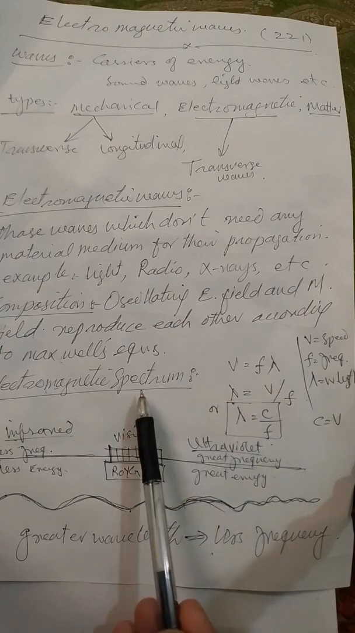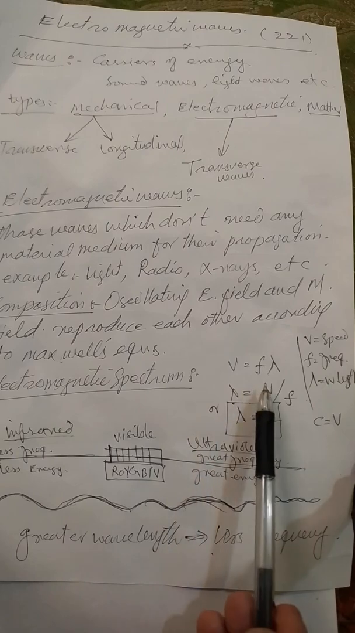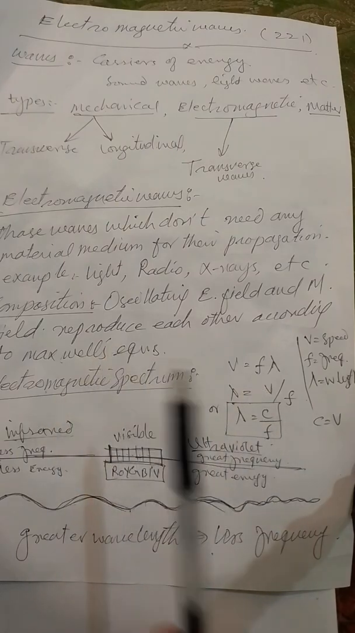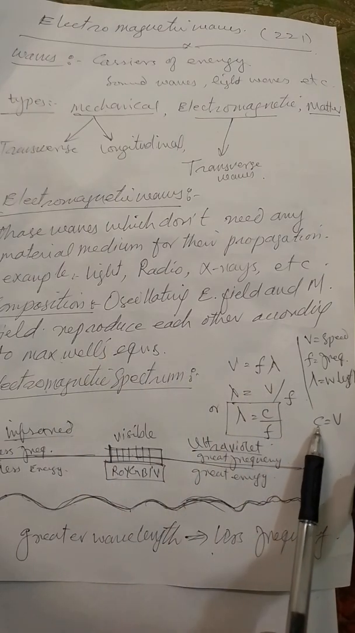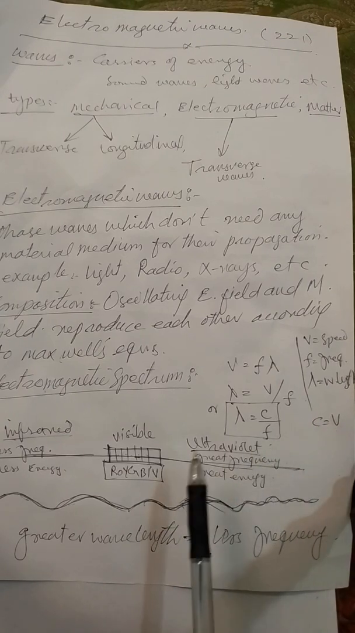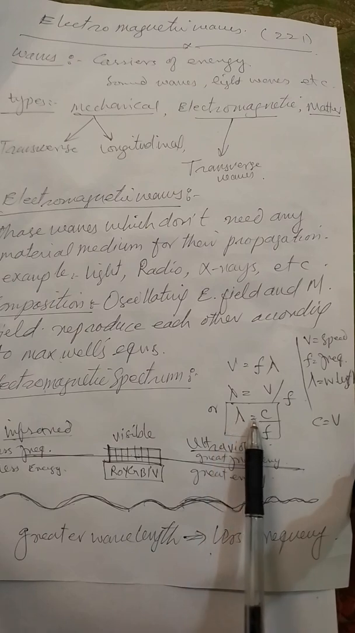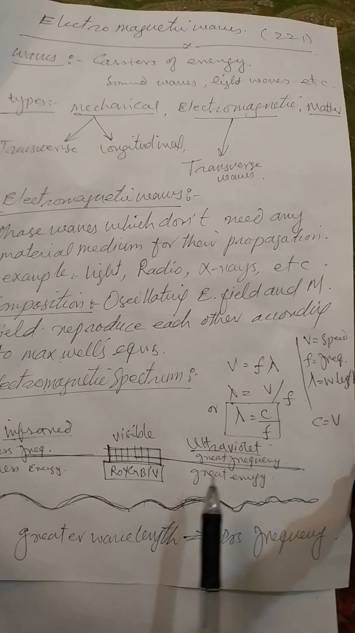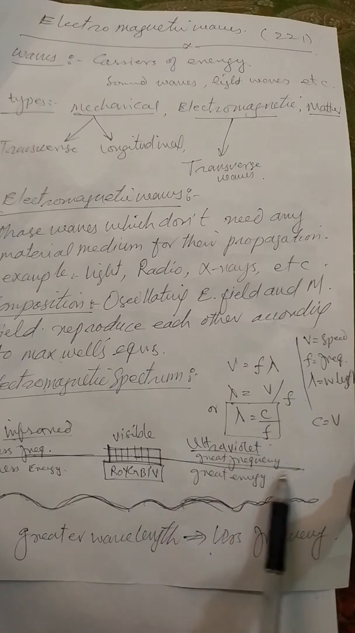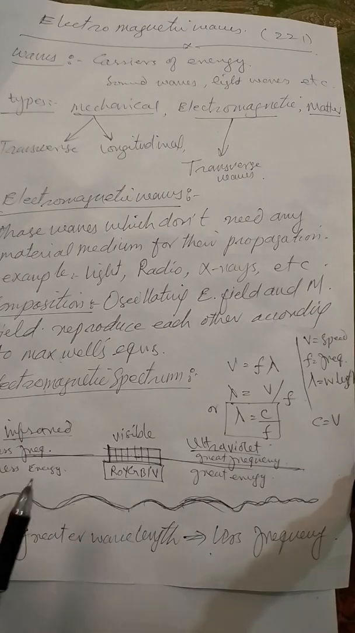For electromagnetic waves, as we know, the speed of the electromagnetic waves is equal to the speed of light, denoted by c, so c is equal to v. So we can write the wavelength of the electromagnetic waves as λ = c/f. For example, we have a horizontal or a vertical line. You may take any one of them.